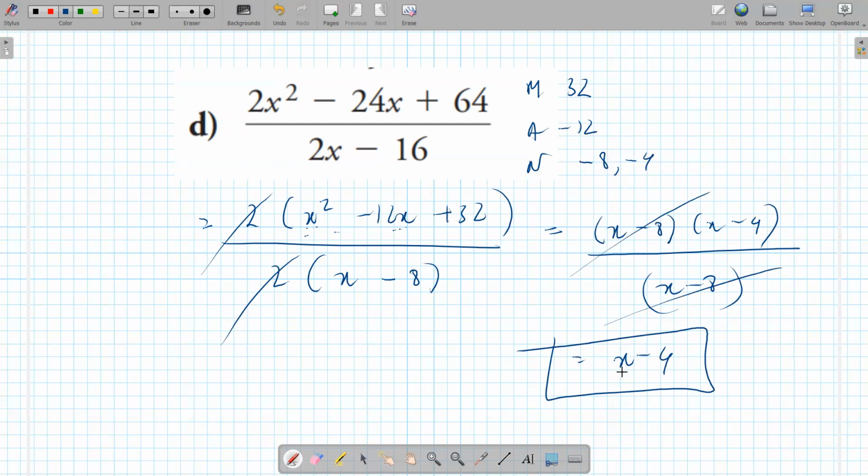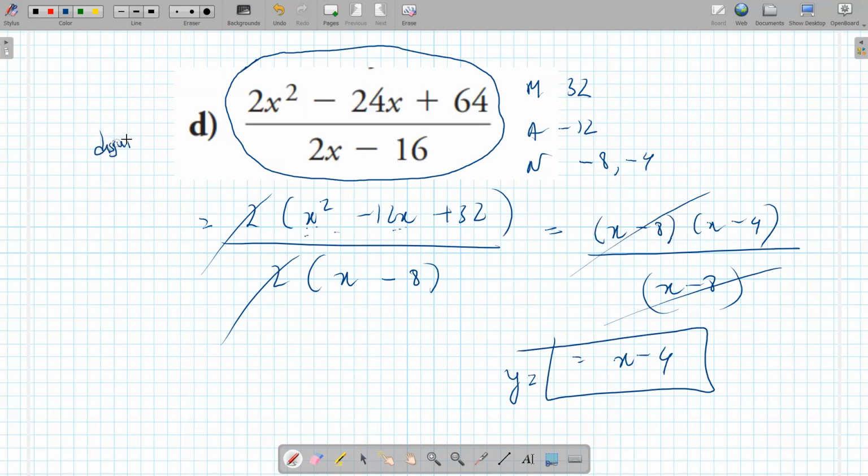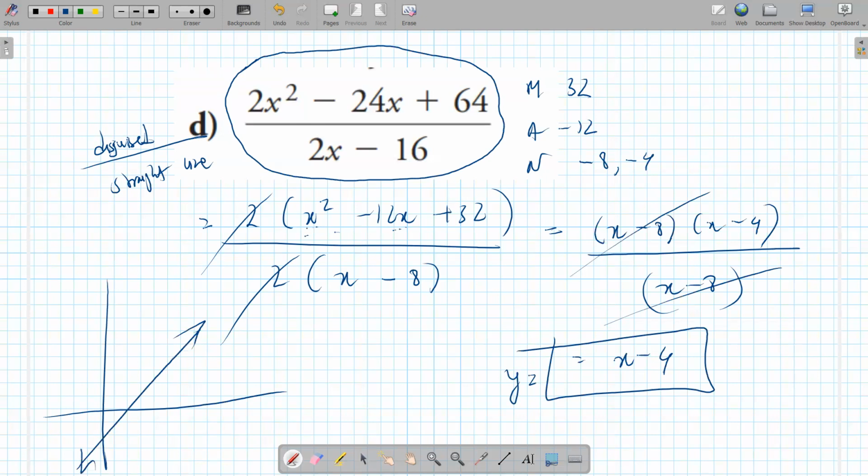X minus 4 is a straight line that has a slope of 1, y-intercept of minus 4. So even if you have this thing, this is called a rational function, where you have something in the numerator, something in the denominator, that is simply a disguised linear function. Once you do some algebra, that's just a disguised straight line. So if you plot it on Desmos, on a graphing calculator, you'll just get a straight line like that. Even though it looks weird and complicated, it's just a straight line, turns out.